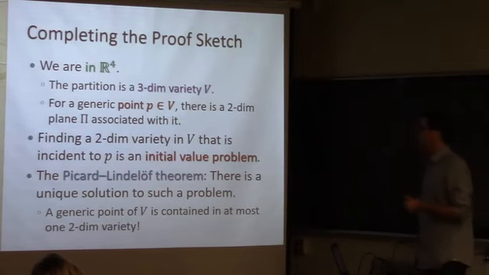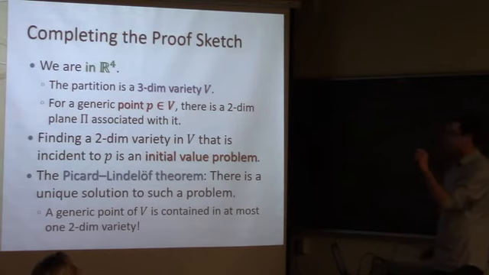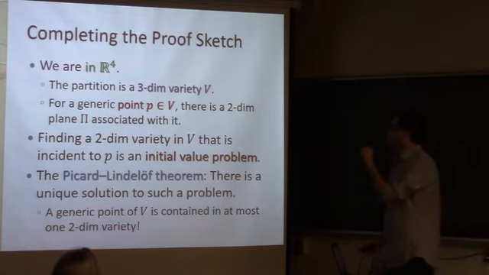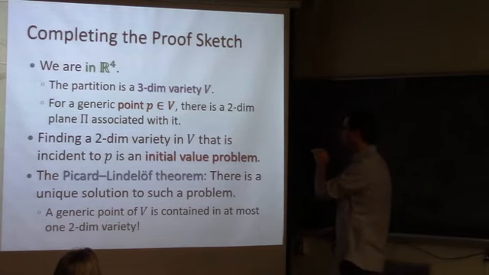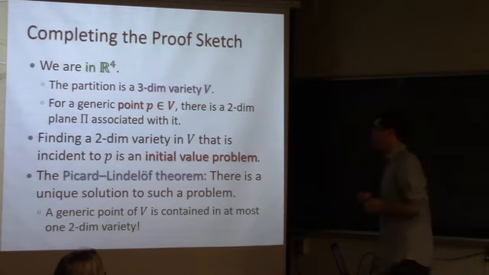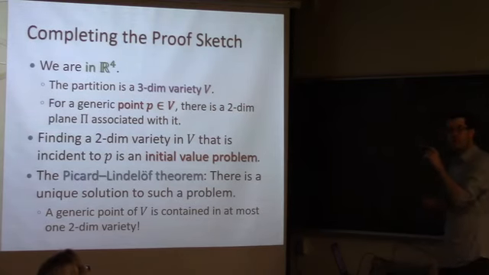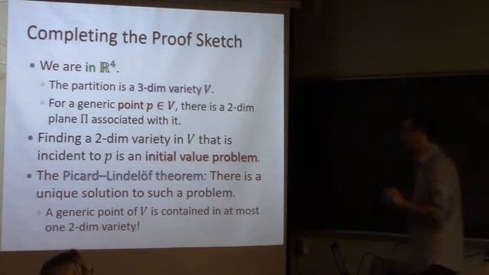What is a unique solution? It tells you that if you have a generic point in our variety, and there is a two-dimensional variety that passes through it, it's unique. There cannot be more than one, because we can define it uniquely using this initial value problem. And that means that through almost every point in V, there is at most one incidence. There are hardly any incidences on the partition, so we don't need to worry about what's happening in the partition.